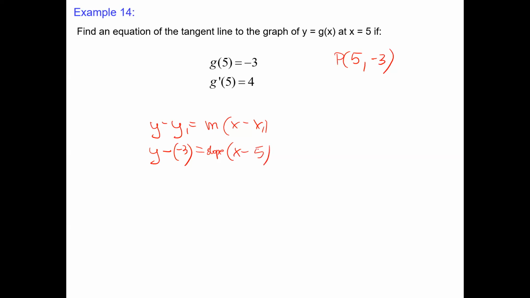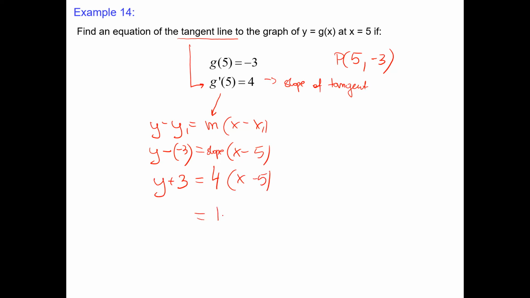And what is the slope of the tangent line? The slope of the tangent line is basically the derivative. Slope is derivative. That's the slope of the tangent. I mean, that's the whole point. Really easy question if we understand the concept.